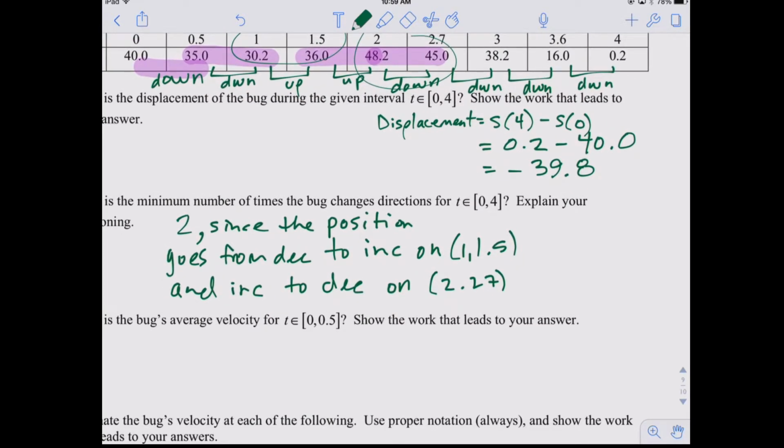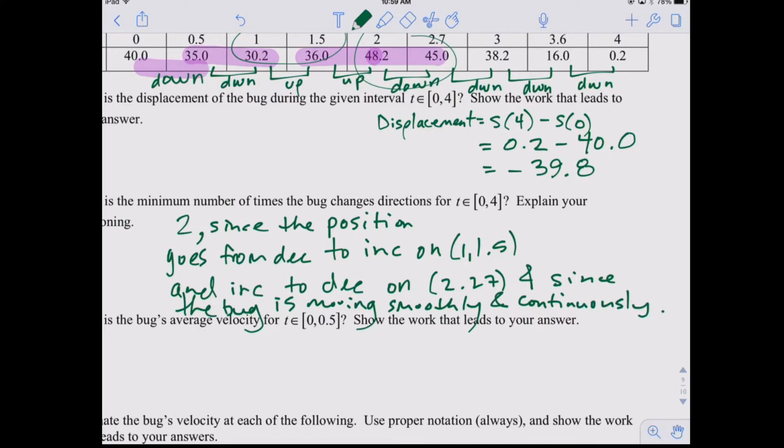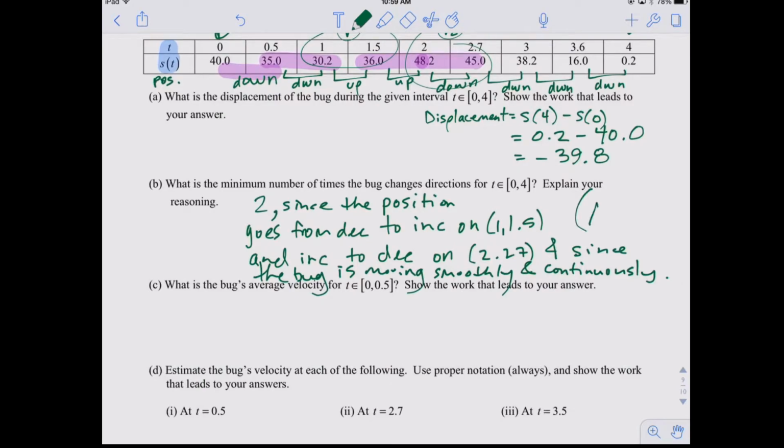Since the position goes from that to that in increasing, and since the bug is moving smoothly, because that addresses the derivatives, which are the slopes, which is what we're talking about when we say increasing, decreasing, and continuously. So it can't teleport from one to the other without changing directions. So later on, we're going to be using the mean value theorem, which will make this a little bit stronger argument. Okay.